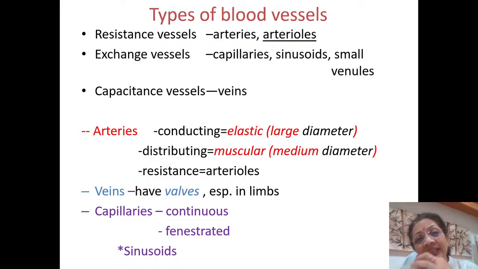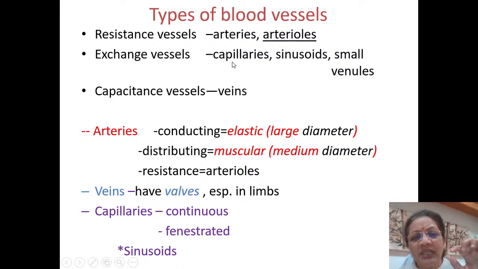These are the fine caliber but huge network vessels. If you see any one capillary, it's very fine. It's like a hair, much, much thinner. But if you put all the capillaries together and open them out and lay them, their surface area is huge. That surface area allows intimate contact between the molecules in the plasma of your blood and those in the intracellular and extracellular compartments, right? So exchange is possible. They're called exchange vessels.